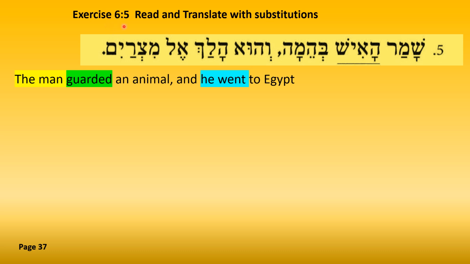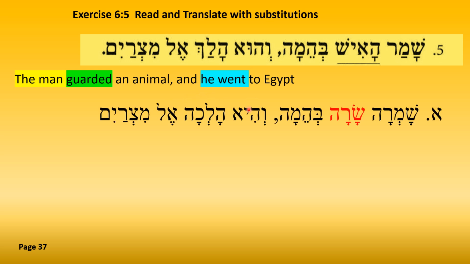Exercise 5, then. Read and translate, same thing. It's exercise 6, number 5. Same thing. Write out your sentence, note what things need to change, and then change them.